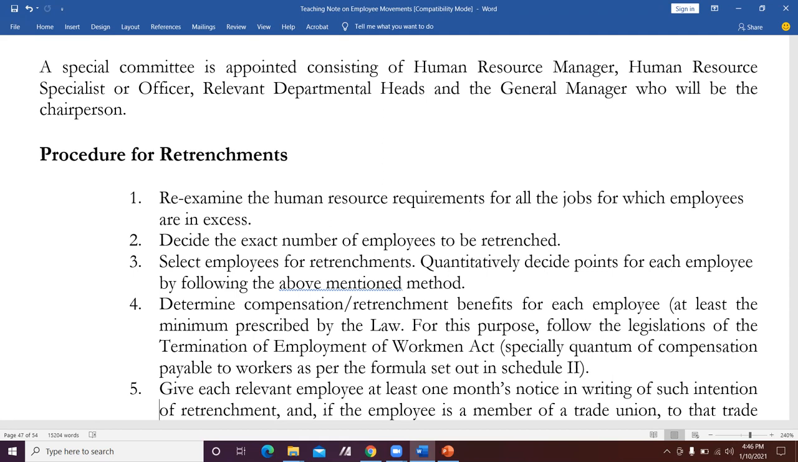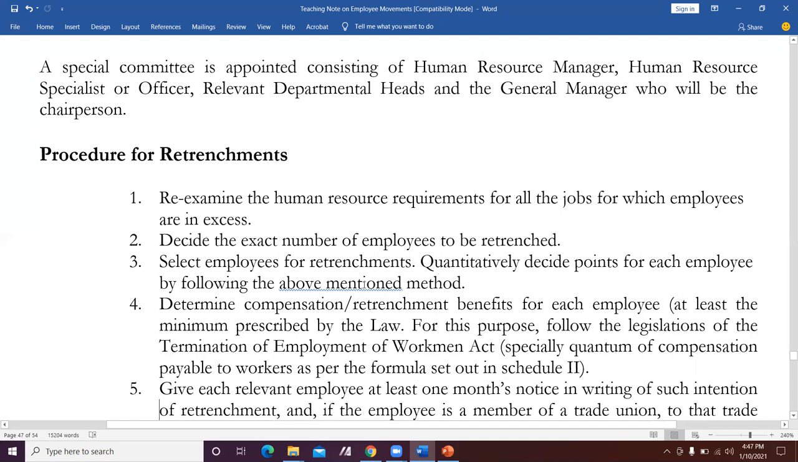What types of employees will we need for the future, maybe for the next 5 years, and how many of each type? The types of employees and the number of employees for each type. Then decide the exact number of employees to be retrenched. Then select employees for retrenchment.